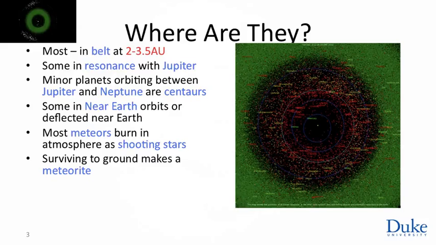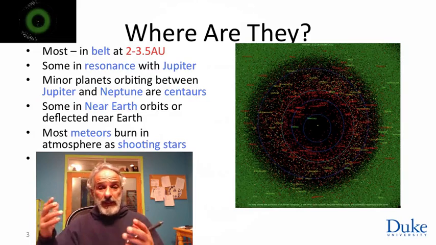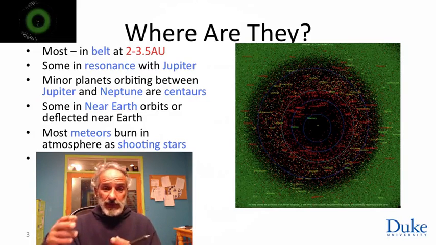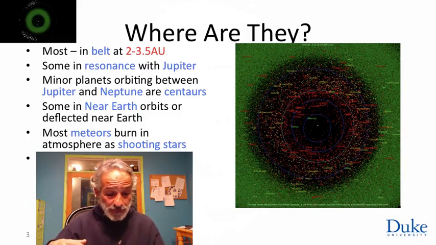And this is where near-Earth asteroids can come from. Now, when they get deflected and they come moving near Earth, they become meteors. When they hit our atmosphere, bits of rock in our atmosphere heat up due to friction. Most of them burn up. We see what we call shooting stars, which are meteors hitting the atmosphere.